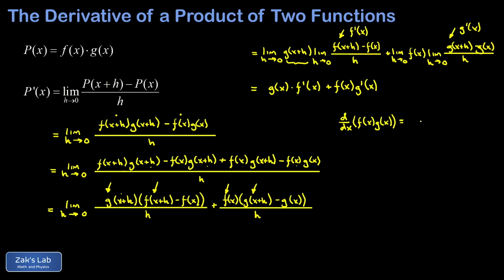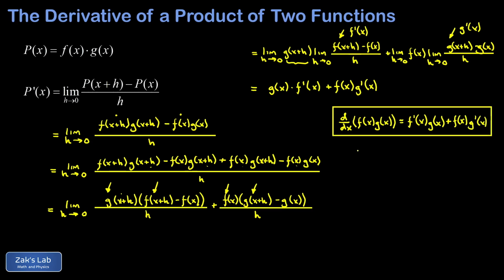And then I'm going to mess with the order a little bit just because this is the way you normally see it stated in a textbook. So I'm going to take f prime of x, g of x, and then a second term where I have f of x, g prime of x. So now we know how to differentiate a product of two functions, and we can check out a simple example.